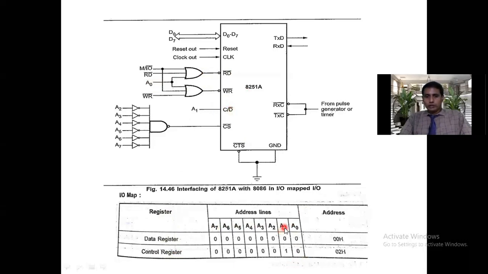For that, A1 is connected to C by D bar. Whenever A1 is equal to 1, it is called the control register. Whenever A1 is 0, it acts like a data register. Here, whenever A1 is 0, we are calling it a data register. A1 equal to 1, we are calling it a control register.